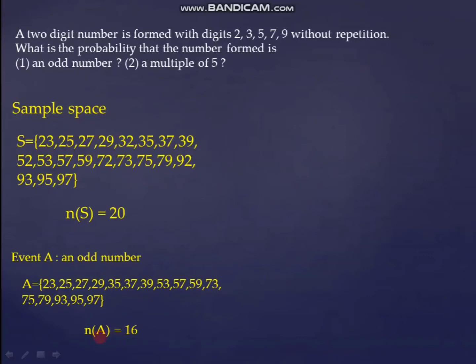We can find the probability of event A by using the formula P of A is equal to n of A divided by n of S. N of A is 16 and n of S is 20. So 16 by 20, on simplifying we get 4 by 5.